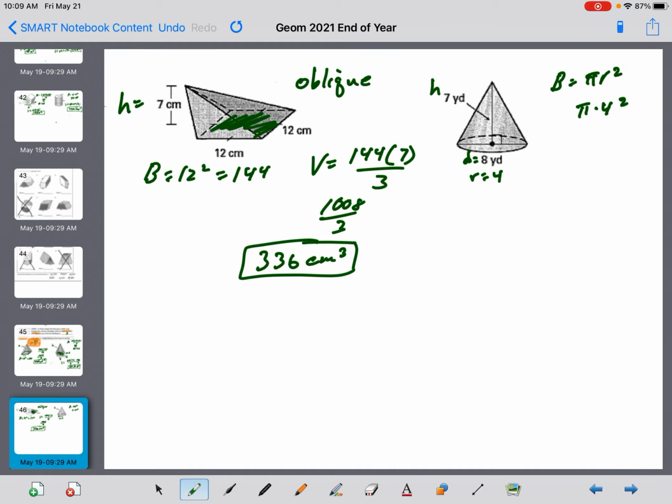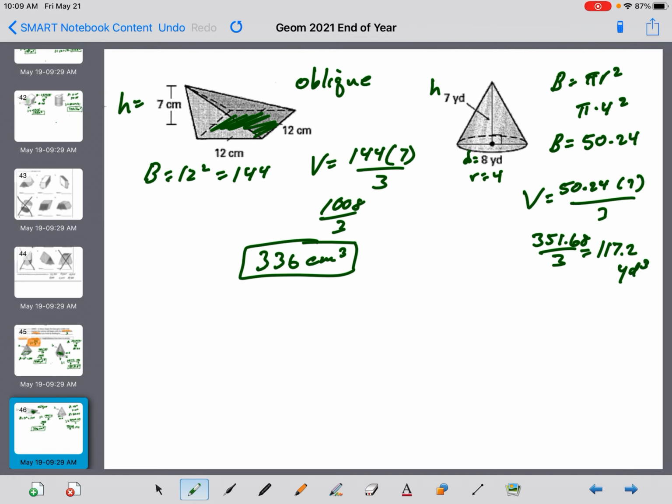It's just about 50.24, just like the circle we had on the prism page and cylinder page. So base area is 50.24. But now with the volume, we're going to do 50.24 times the height of 7, but then divide by 3. That works out to be about 351.68 divided by 3, which works out to be 117.2 cubic yards. That's the volume of that cone.